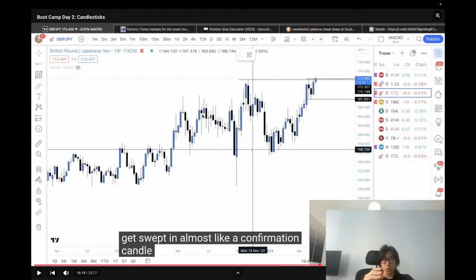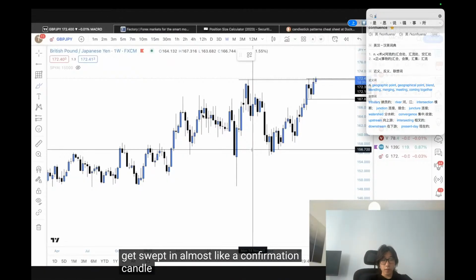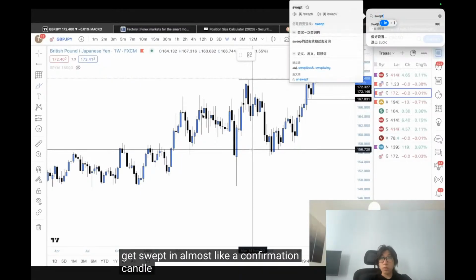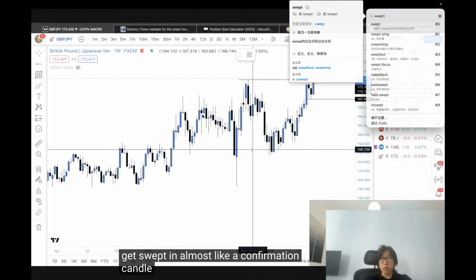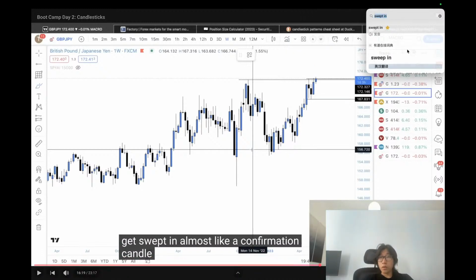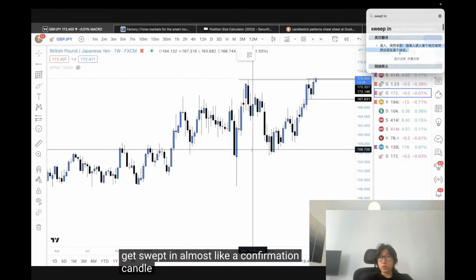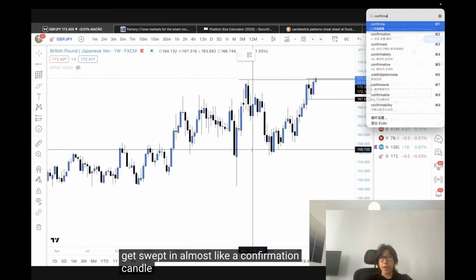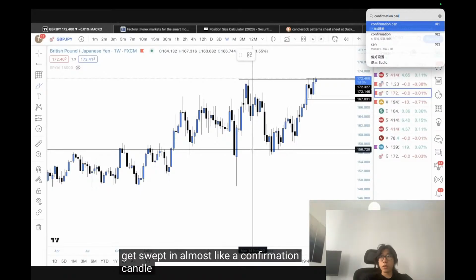What is get swept in? Swept. Pop up, just like pop up. Swept in almost like confirmation candle. What does that even mean?